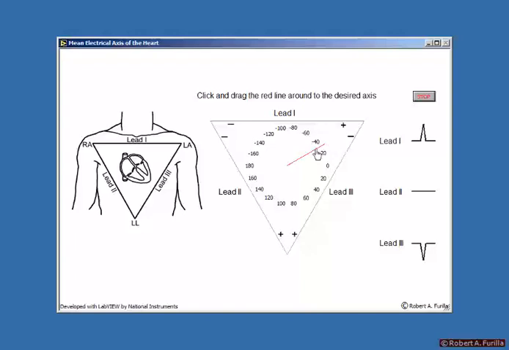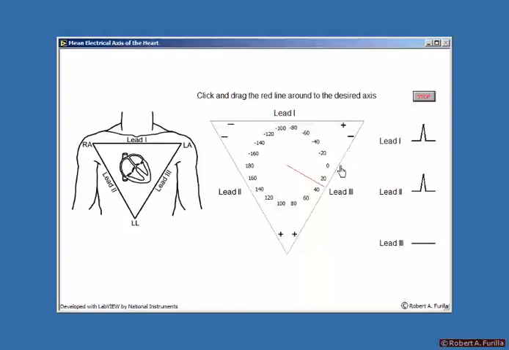If one of the leads is the isoelectric lead and shows no deflection, the other two leads must be of equal size, either pointing up or pointing down. So we know it's perpendicular to lead 2, but we don't know which way. Is it moving in this direction, or is it moving in the other direction? Well, we just simply need to look at one of the other two leads. We see that lead 1 shows an upward deflection, so the axis must be pointing toward the positive lead.